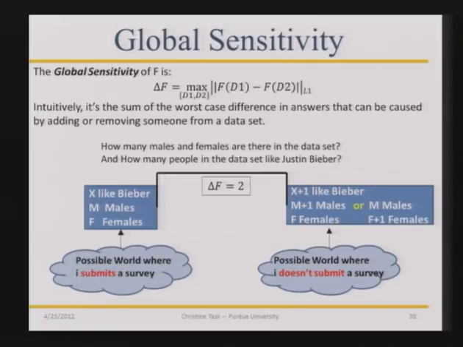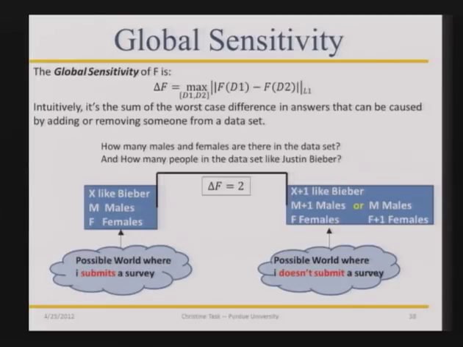What if I want to do both? I've collected this data, I would like to use all of it. I want to say, how many people like Bieber? How many males are there? How many females are there? Okay. Note that that's going to change by the number of people that like Bieber. If I add, for instance, a guy who likes Bieber, that's going to change the first count by one and one of the second two counts by one. Total change of two. Sensitivity is two. I've asked two questions, each had a sensitivity of one. My total sensitivity is two.